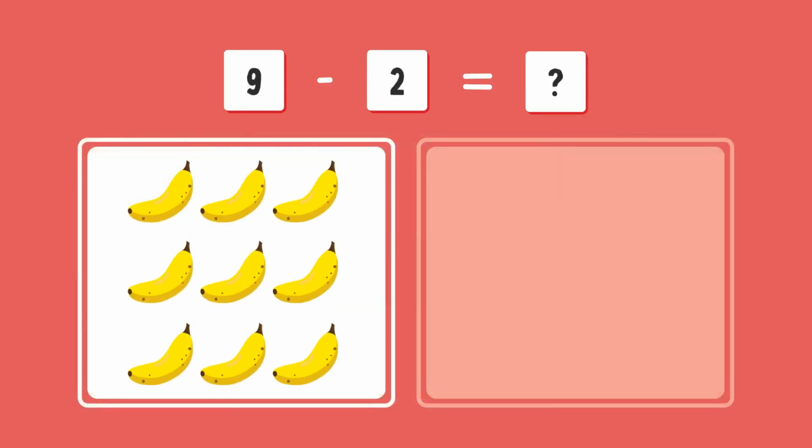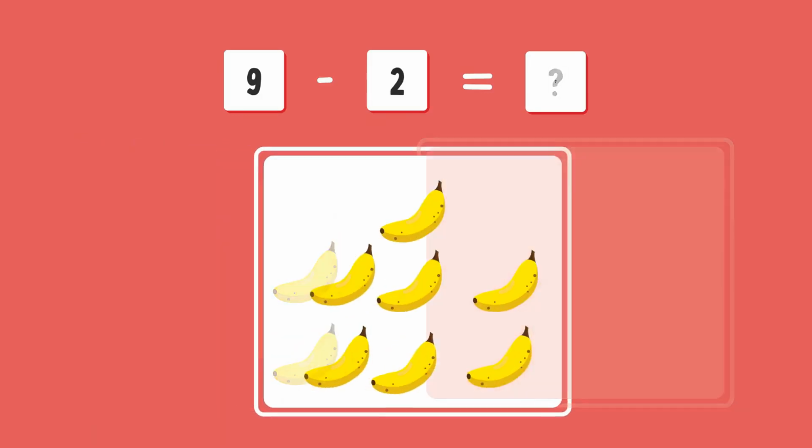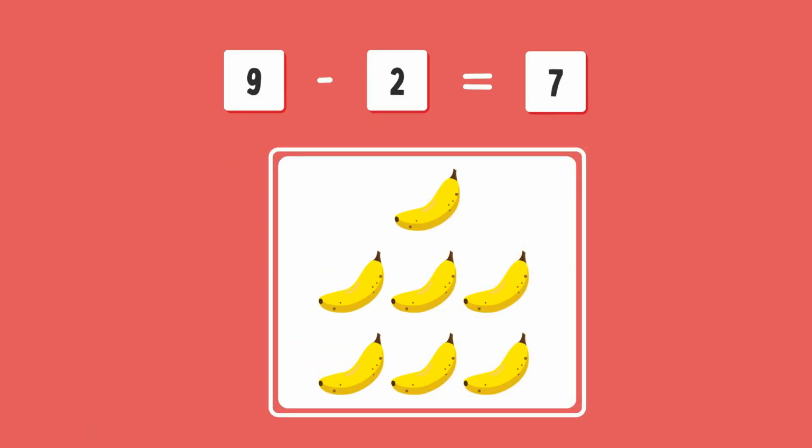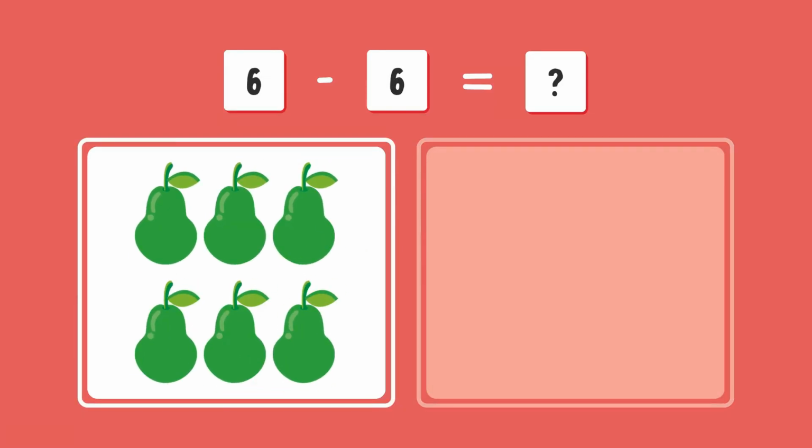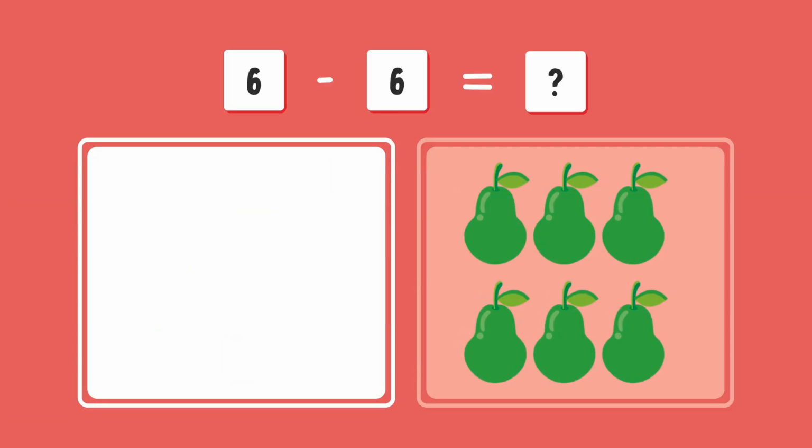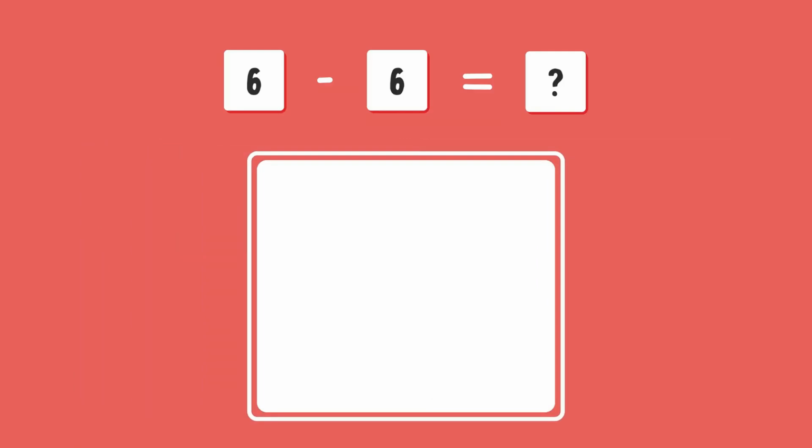What is 9 minus 2? 9 bananas minus 2. The answer is 7. What is 6 minus 6? 3, 2, 1. The answer is 0.